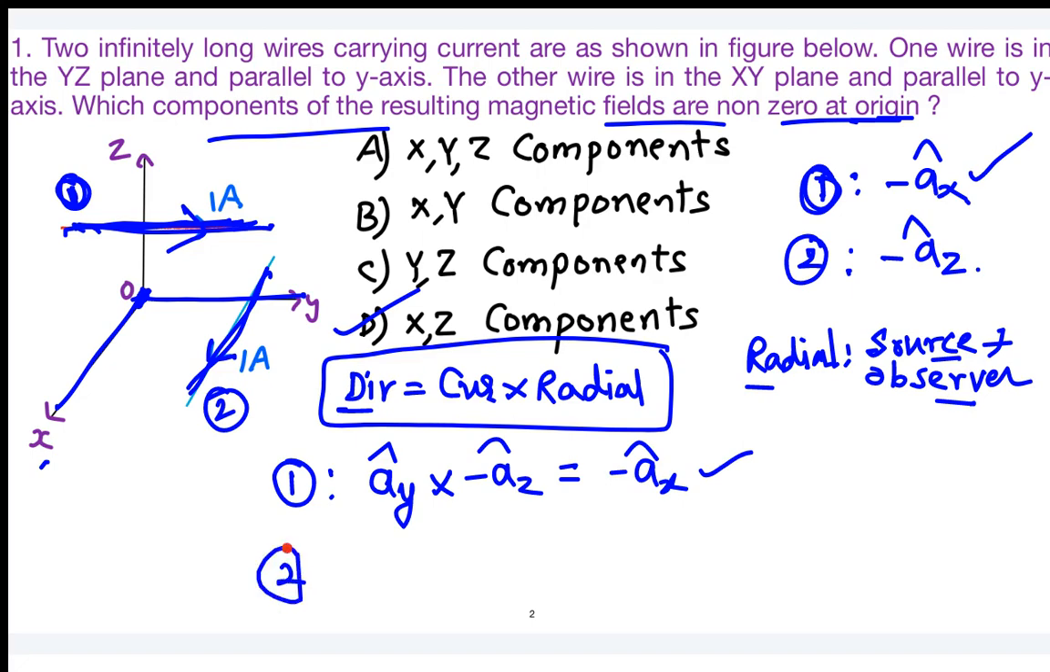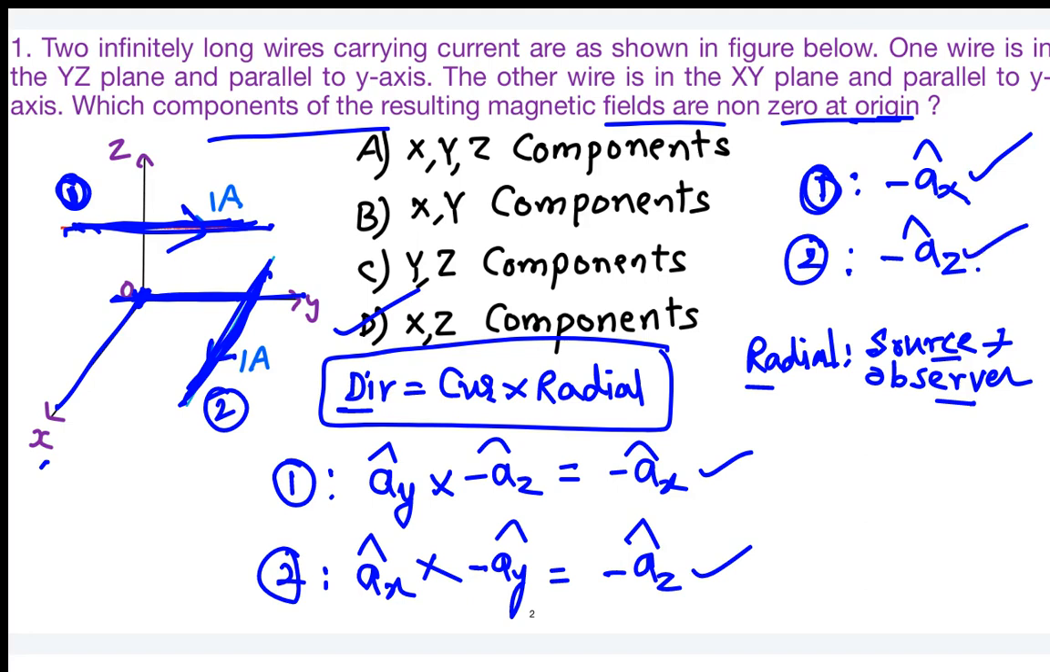Similarly, when you take the second wire, the current is flowing in the X direction, so the current direction is x. Radial direction means this is the source and this is the observer, so you are moving in this way. Moving towards the origin means you are moving against y, which is nothing but minus a_y. So the resultant value will be minus a_z. The same thing you got with the right hand rule. Is this question clear for everyone?